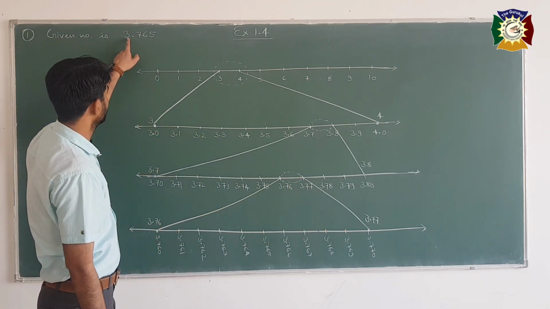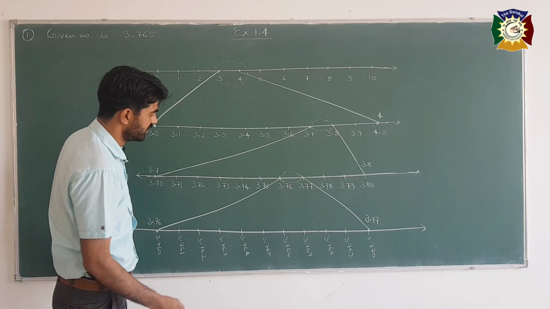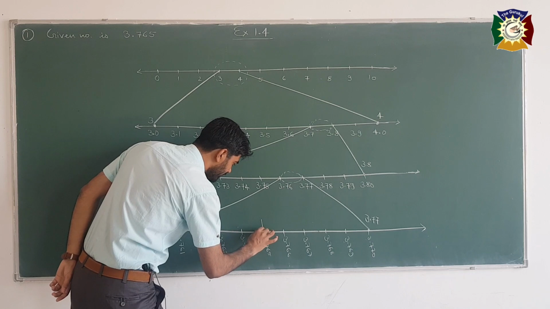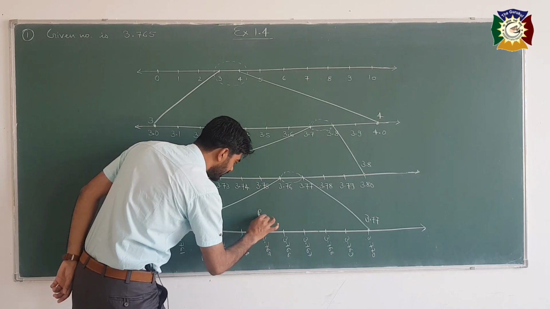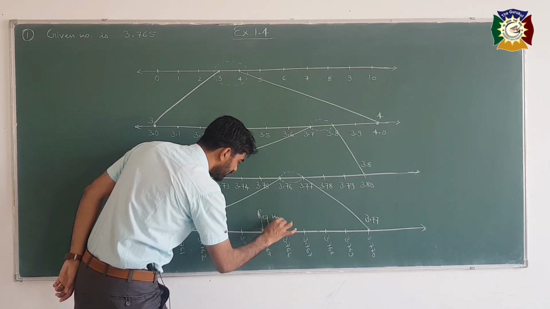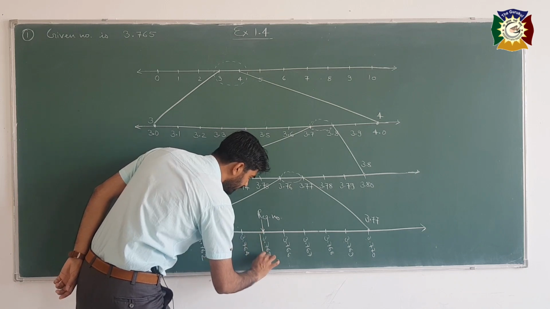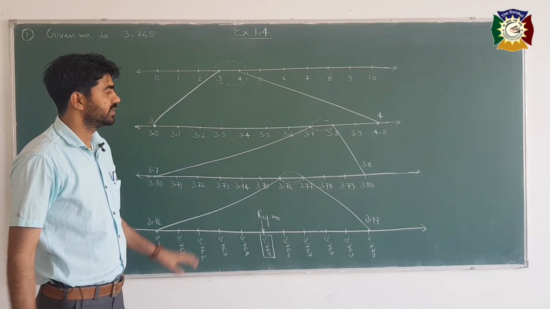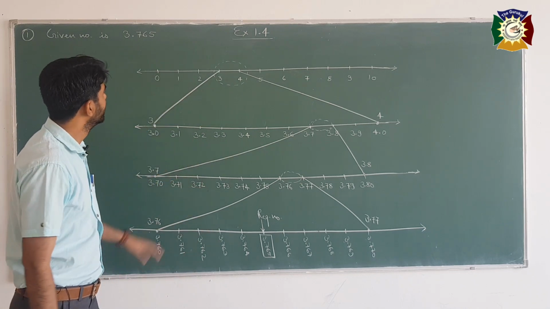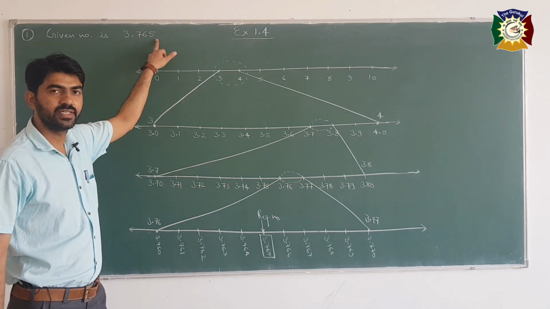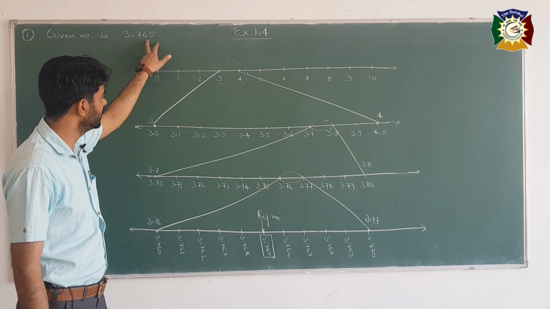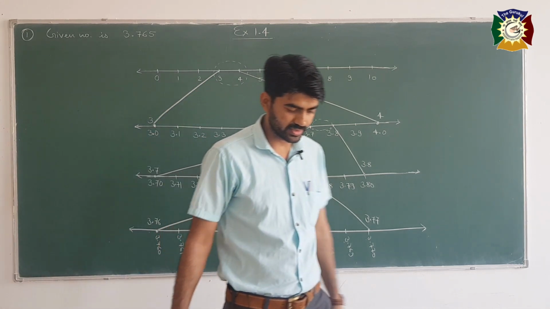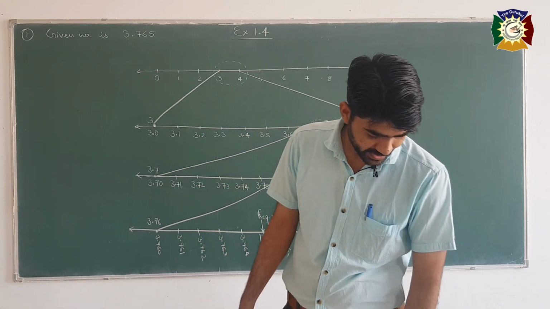So our required number is 3.765. This is our required number. We will highlight this number. This is how we can represent a given rational number, that is a decimal number, on the number line using successive magnifications.